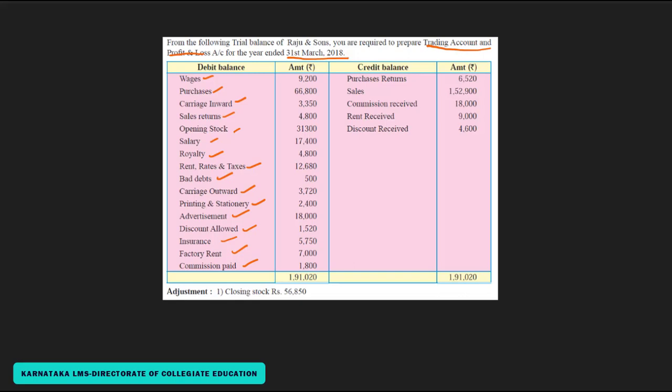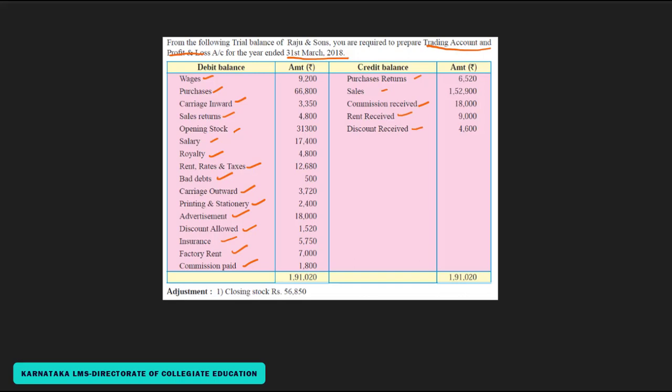ಈ ಒಂದು expenses ಅಲ್ಲಿ ನಾವು direct expenses ಅನ್ನು ನೋಡಬಹುದು, indirect expenses ಅನ್ನು ನೋಡಬಹುದು. So that there is a need for the preparation of trading account before preparing the profit and loss account. Similarly, in the credit side, they have given purchase returns, sales, commission received, rent received, discount received.